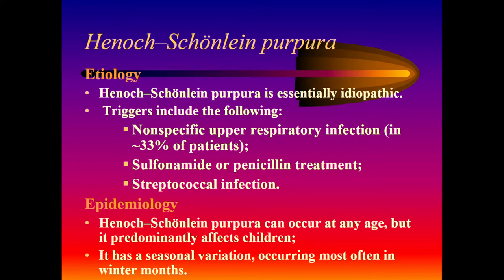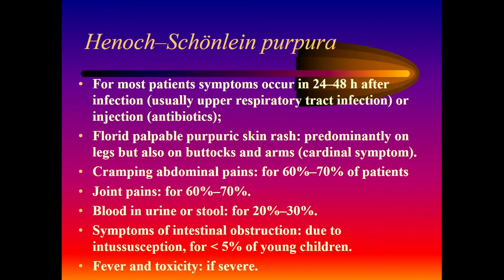Epidemiology: Schönlein-Henoch purpura can occur at any age, but it predominantly affects children. It has a seasonal variation, occurring most often in winter months. For most patients, symptoms occur within 48 hours after infection, usually upper respiratory tract infection, or an injection, for example, antibiotics.